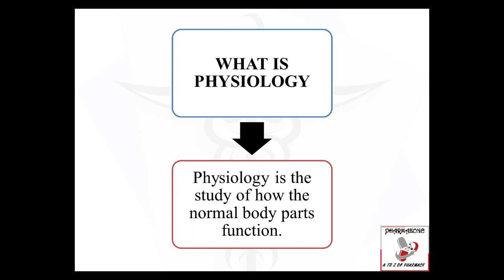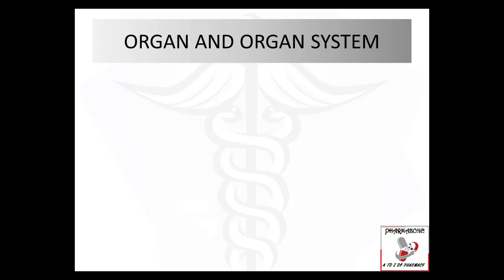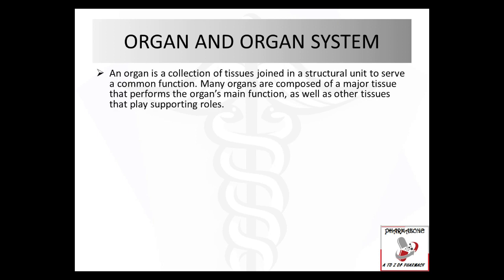Now that we know what this subject is all about, let's study and understand the anatomy and physiology of each organ and organ system in our body. But first, what is an organ or an organ system? As we know, a group of cells form tissue. An organ is a collection of tissues joined in a structural unit to serve a common function.